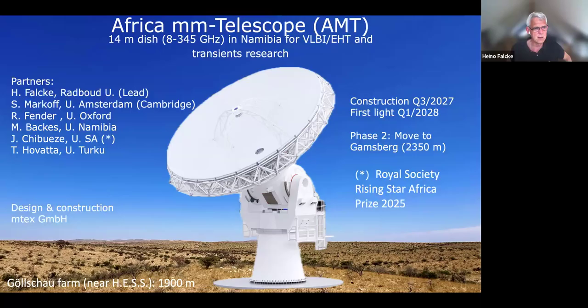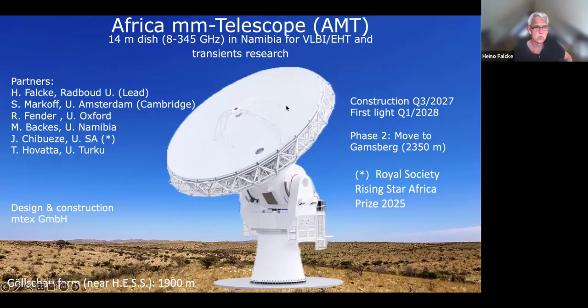It really limits our ability to make good images of black holes. We so far do not have high frequency radio telescopes in Africa, millimeter waves, up to 345 gigahertz. There are telescopes in centimeter waves, and the Square Kilometer Array may go up to 20 gigahertz, but we have to go a factor 10 higher. So that requires much better surfaces and other receivers.